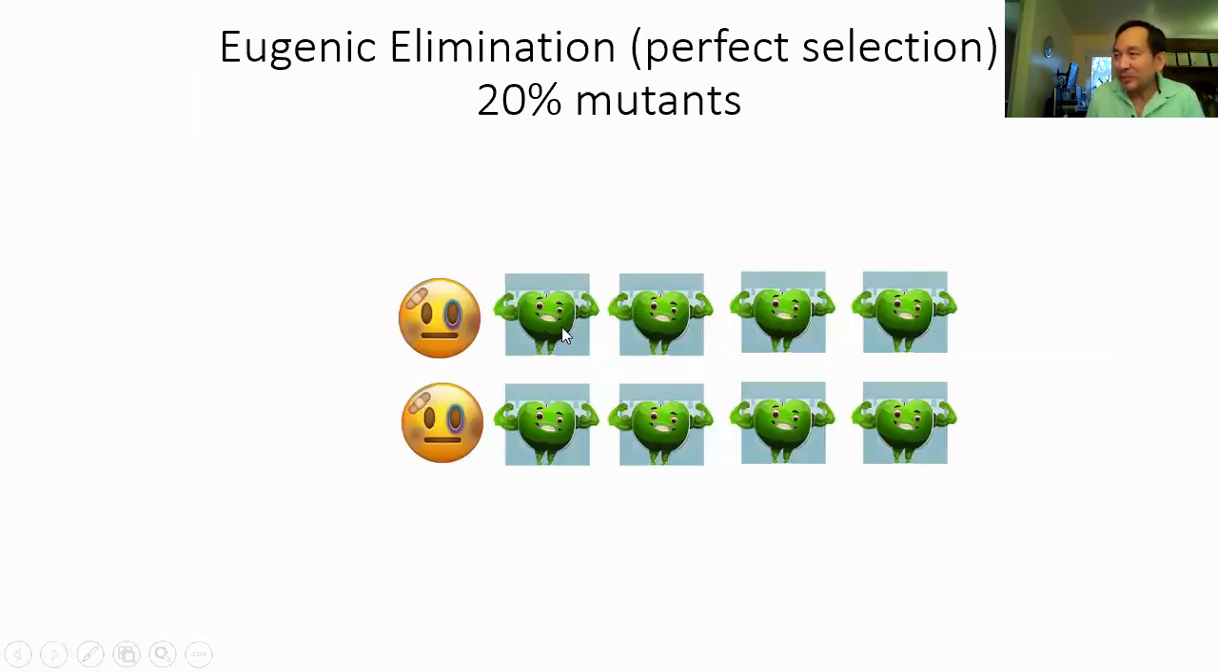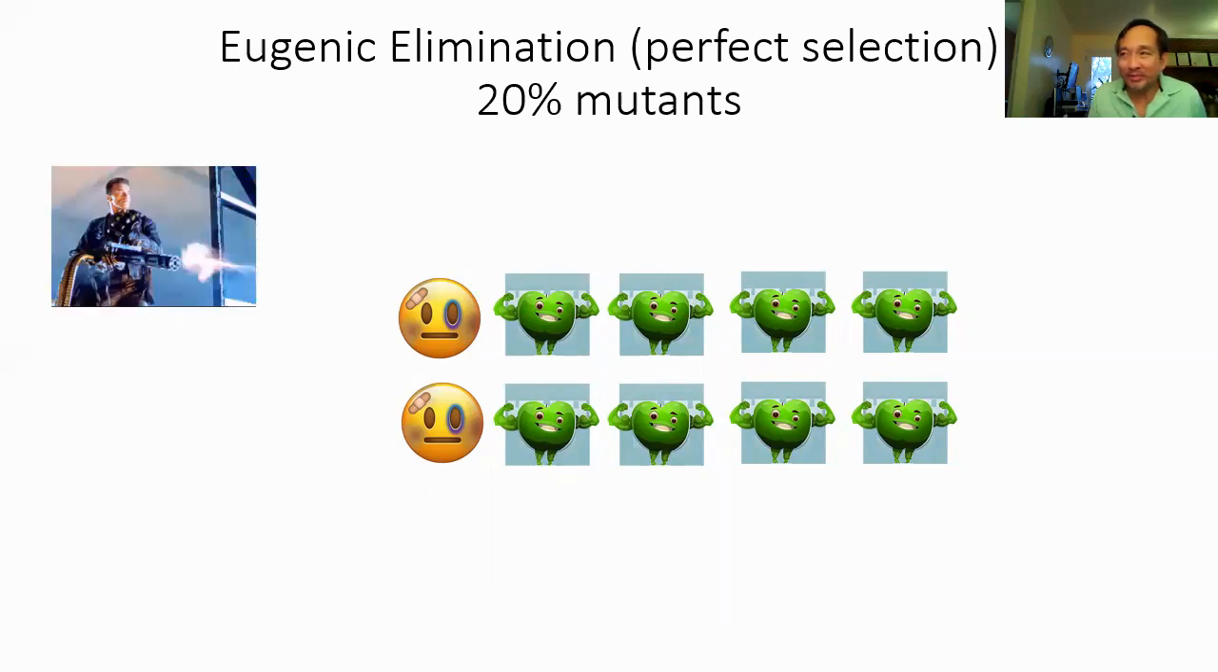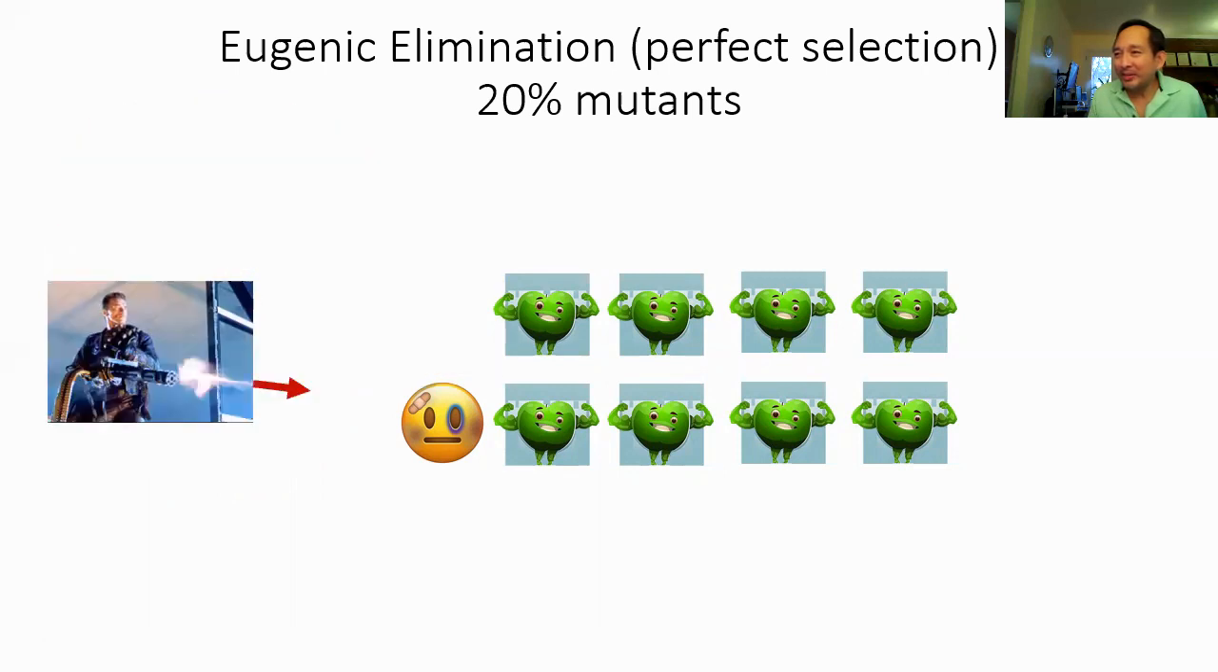If parents by and large have healthy children, which I'm representing by this green emoji here, and maybe only 20% of their children have a bad mutation, it doesn't have to be a severe birth defect, even a mild one that won't kill them, we can eliminate it. I'm going to show that with Arnold Schwarzenegger from Terminator 2 or 3, and he's going to say, "Hasta la vista, baby." He'll eliminate it. He's my metaphor for natural selection.